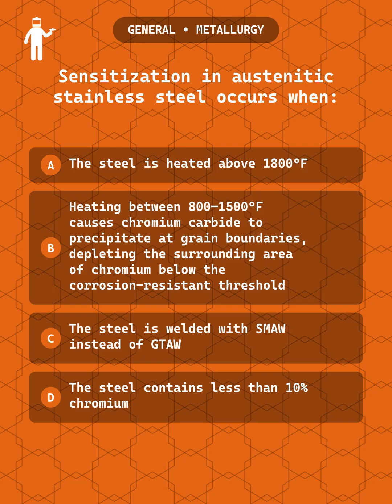Question 9. Sensitization in austenitic stainless steel occurs when A. The steel is heated above 1800 degrees. B. Heating between 800 and 1500 degrees F causes chromium carbide to precipitate at grain boundaries, depleting the surrounding area of chromium below the corrosion-resistant threshold. C. The steel is welded with SMAW instead of GTAW. Or D. The steel contains less than 10% chromium.